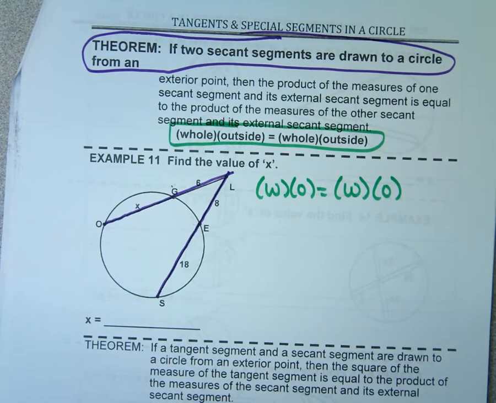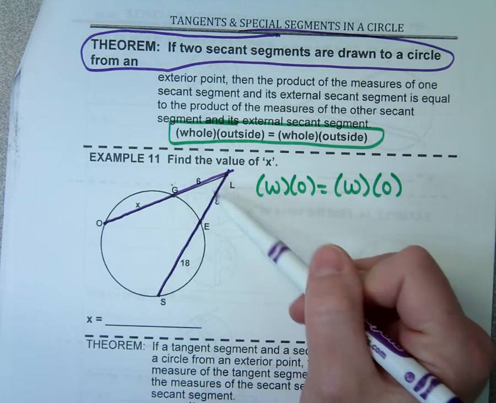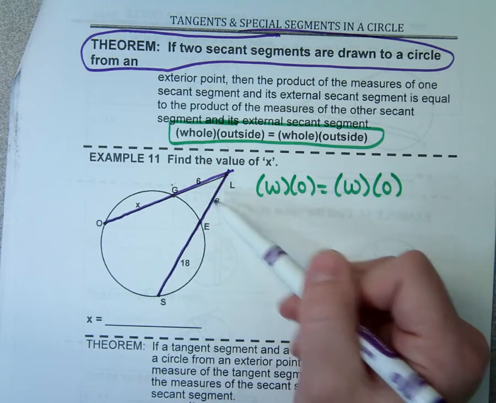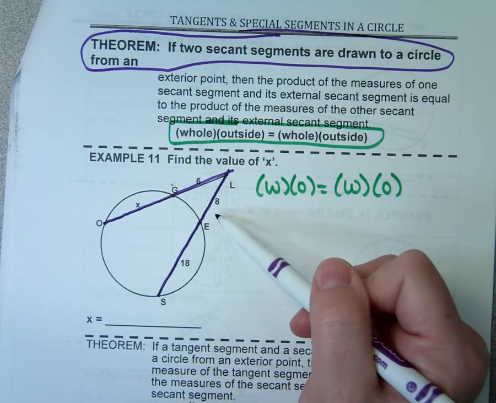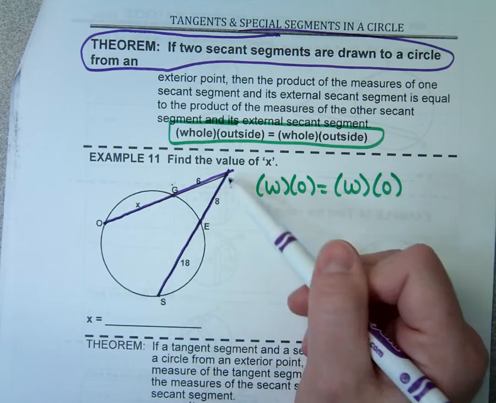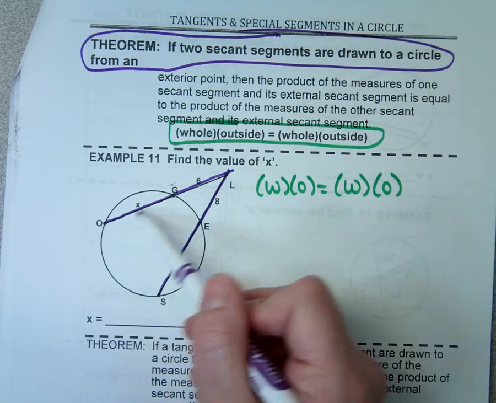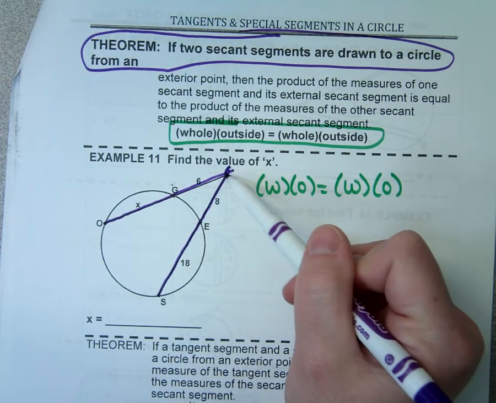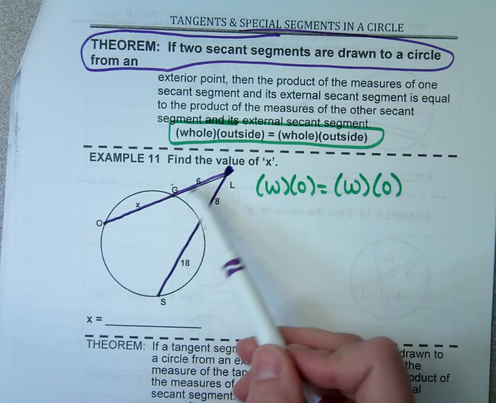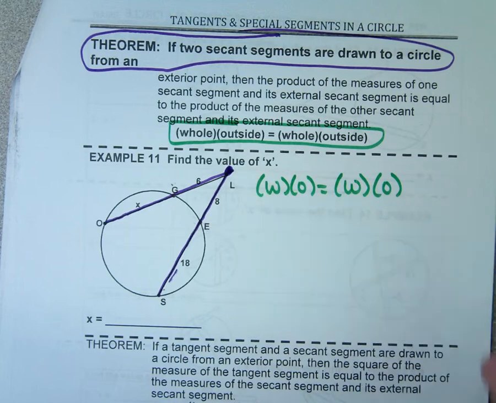Just real quick, on Friday we learned something where these two pieces equal, but do you remember what the segments have to be in order for these two to equal? Tangent. They have to both be tangents. Good, Andrew. For these two to equal, these would both have to be tangent segments. They're not tangent segments, they're secants. So when a secant and another secant meet out at an exterior point, then the whole piece of it times the outside equals the whole piece of it times the outside.